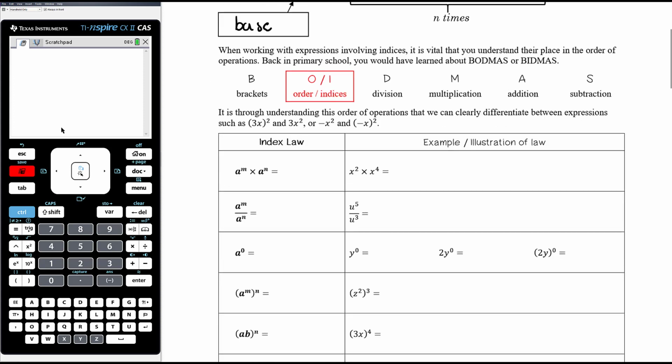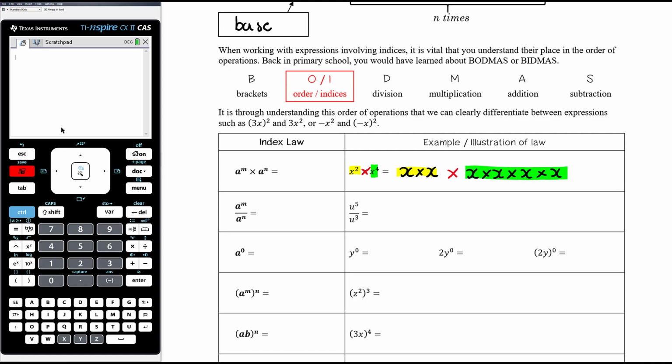Okay, let's have a look at reviewing the index laws with which we should be familiar. So if we are multiplying two powers with the same base, so a to the power of m multiplied by a to the power of n. So for example, let's have a talk about this one before we come up with our generalized index law. So if we were to have x squared times x to the power of 4, okay? Now x squared means x times x, okay? And then we are doing that multiplied by x to the power of 4. Now x to the power of 4 is x times x times x times x.